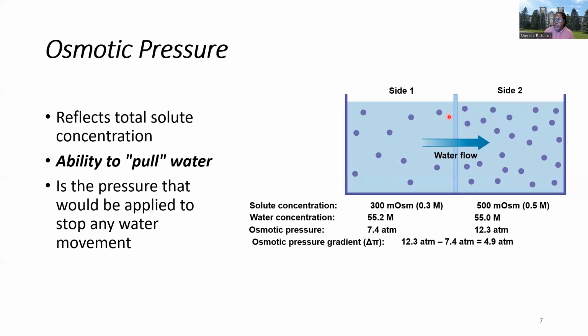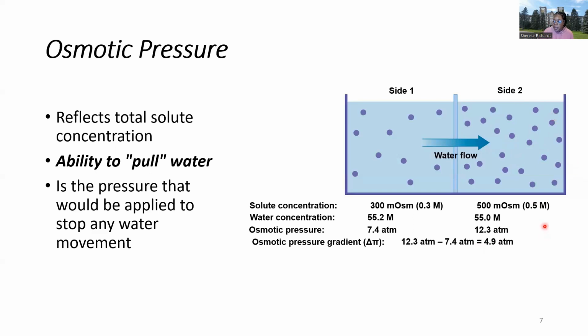So looking at the scenario here on side one, we have a low solute concentration, 300 milliosmoles, a high water concentration, about 55.2 moles. On the right side, we've got a higher solute concentration. As we can see, more solutes dissolved. So that's about 500 milliosmoles, and then a lower water concentration as a result of that at about 55 moles. So what we can see is that the osmotic pressure is going to be the force that wants to pull water. Therefore, the osmotic pressure is going to be on side two, because that's going to be the side where water is being drawn to.